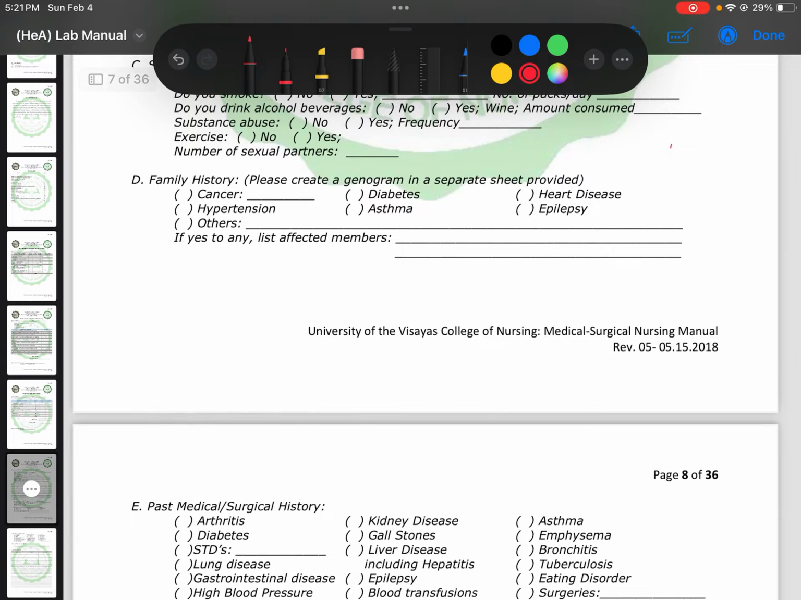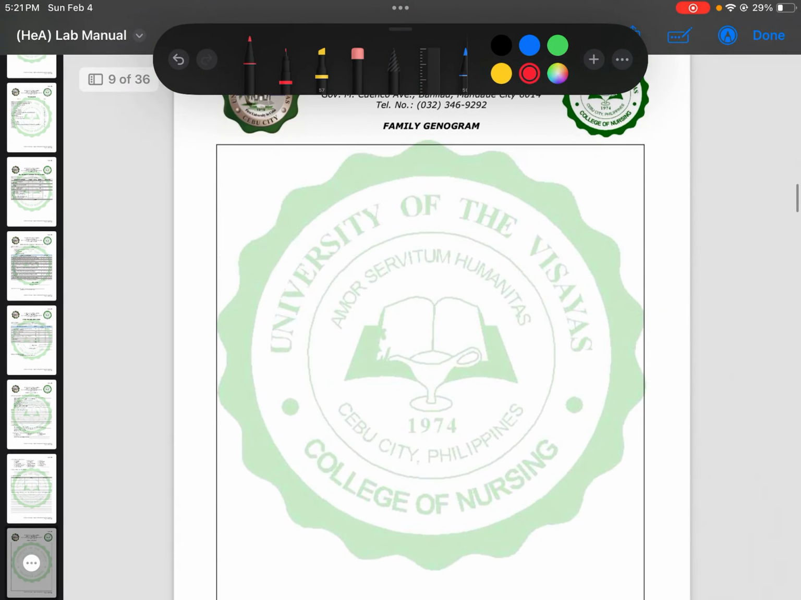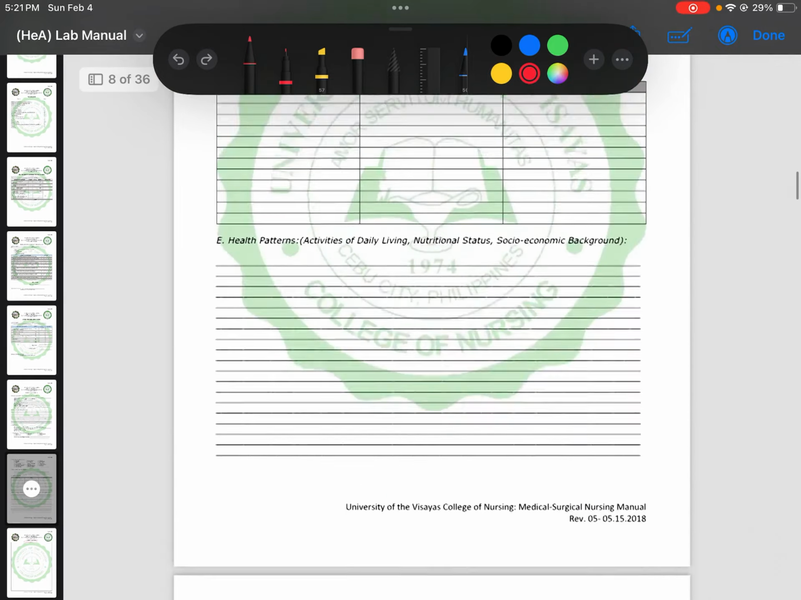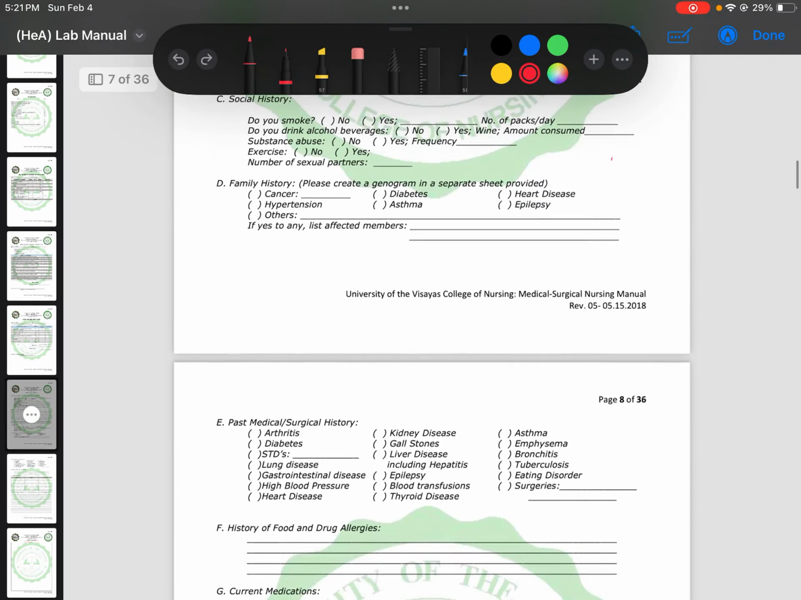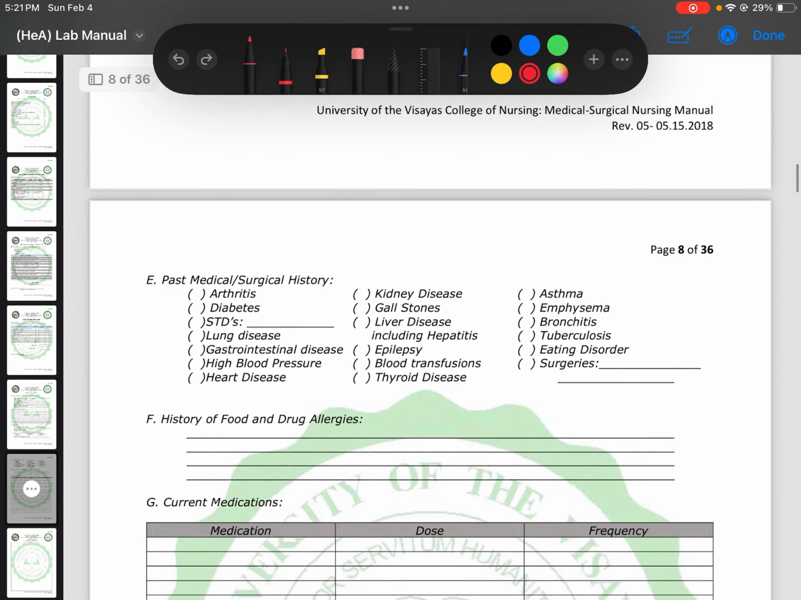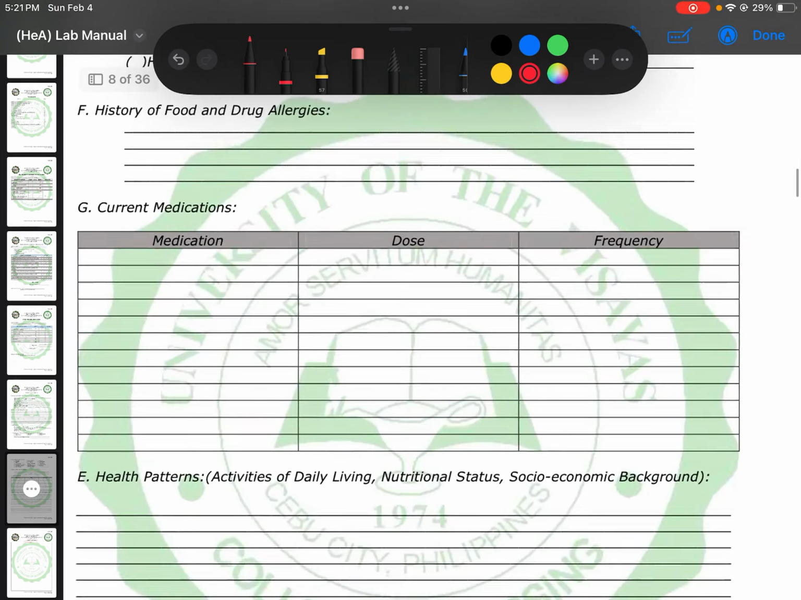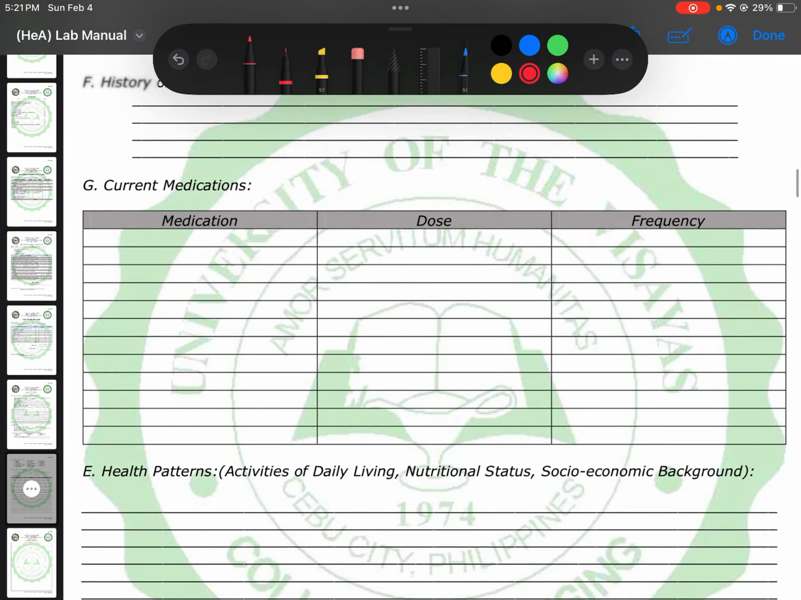Family history. Please create a genogram. There is a genogram sheet, class, where you will actually create a family genogram. Okay. So for the past medical surgical history, you use the same approach. Check if it is applicable to your patient. Food and history allergies. Current medications, class.